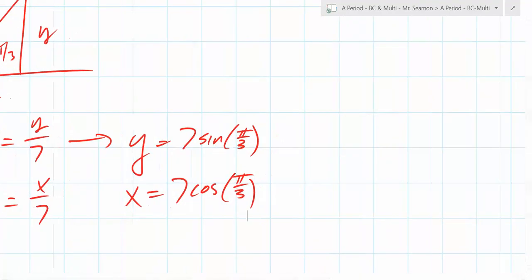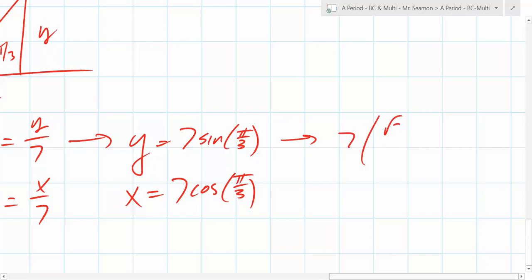What is sine of pi over 3? 7 times. It is not. Answer the question I asked. What is sine of pi over 3? Root 3 over 2 for the win! Root 3 over 2. Good job. And what's cosine of pi over 3? 1/2. So that's where they come from, everybody. That's where they come from.